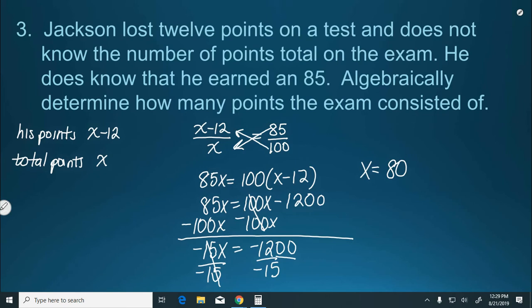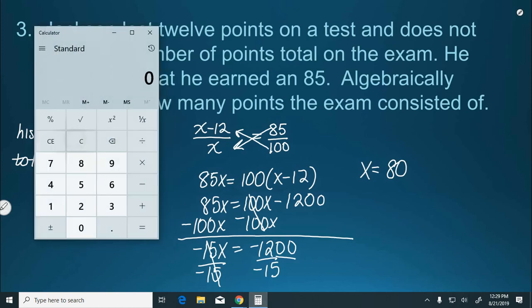So if there were 80 points total on the test, 80 minus 12 will give you the number of points he earned, which is 68 points. And 68 out of 80 would wind up being an 85. I can show you that. If we do 68 divided by 80, there it is, the 85%.